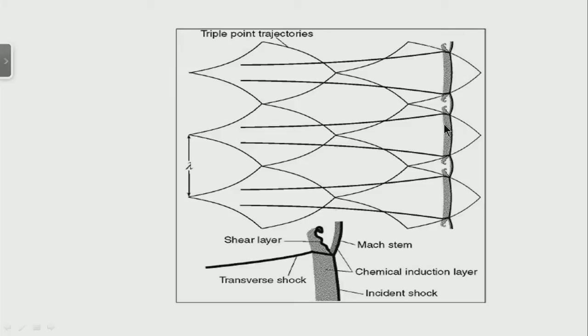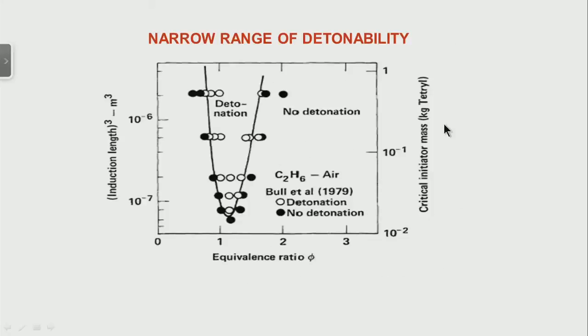In other words, if I go back to the previous slide, all I am trying to say is, maybe in the region of the limit of detonability, the cell structure is so large that I do not have a number of cells within the region of interest, so the transverse waves or triple points cannot intersect with each other and keep on regenerating the cells, and when regeneration of the cells is not possible, a detonation cannot propagate.